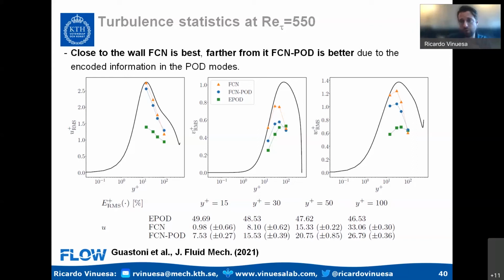When you're very close to the wall and you have a larger variety of scales, then it's not really worth it to encapsulate the information in those modes. It's just easier to predict the whole signal. So if your signal is close to the wall and it's more chaotic, the FCN is better. If your signal is farther away and there is more structure in the larger scales, then it's better to use the modal decomposition approach.